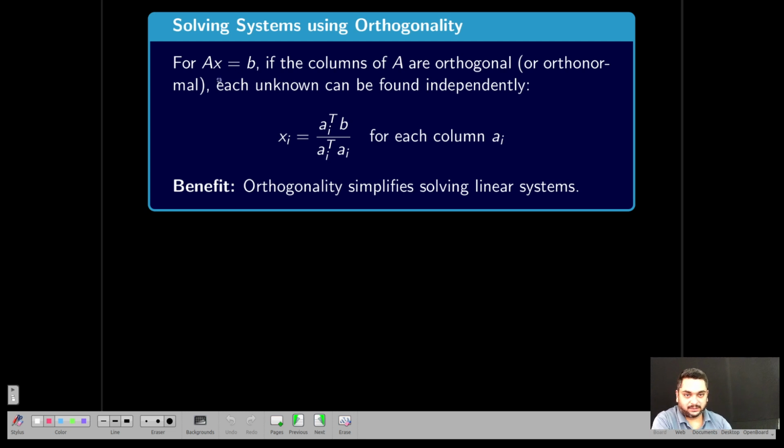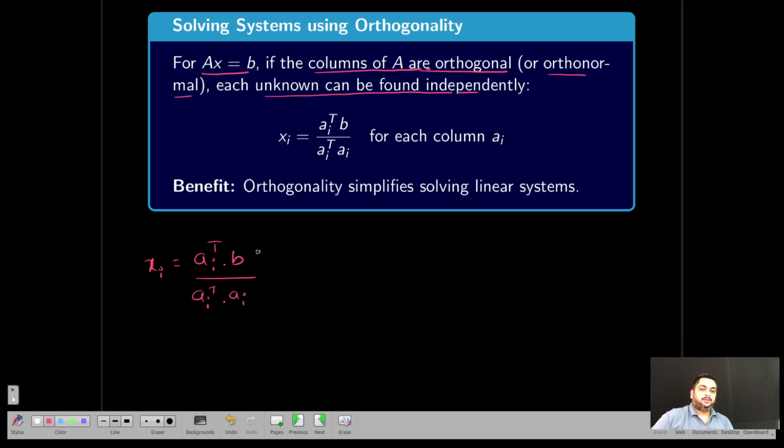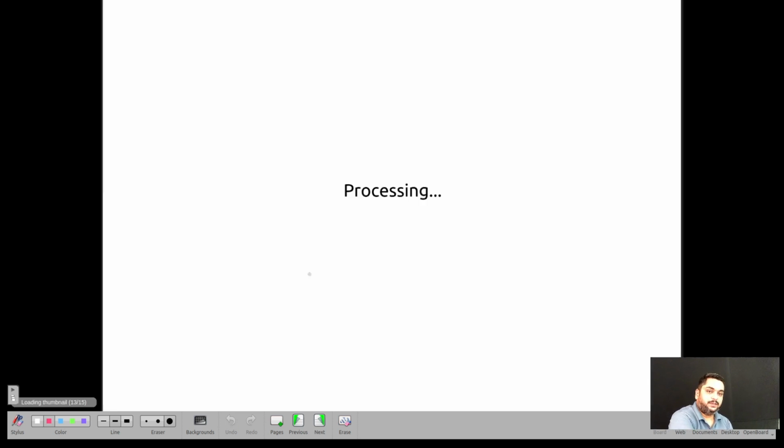For a system Ax equal to B, if the columns of A are orthogonal or orthonormal. Orthonormal means orthogonal and the length of each column vector is 1. Then xi can be found independently as ai transpose into the b vector, divided by ai transpose into ai, for each column ai. So you only need to check whether the given matrix is orthogonal, then you can directly find the solution like this for Ax equal to B, a non-homogeneous system.